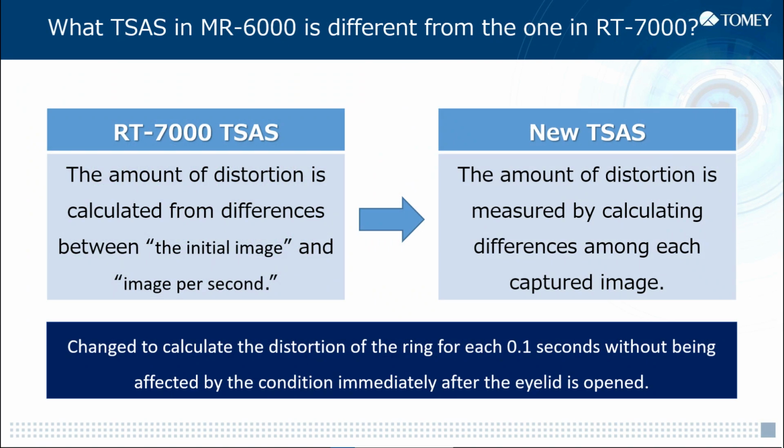Here is the difference of T-SARS analysis from our previous technologies. In RT7000, the amount of distortion was calculated from differences between the initial image and the image per second. On the other hand, in MR6000, the amount of distortion is calculated from differences among each captured image, 10 times per second. So the new T-SARS will not be affected by the initial condition of the eye surface immediately after the eyelid is opened.